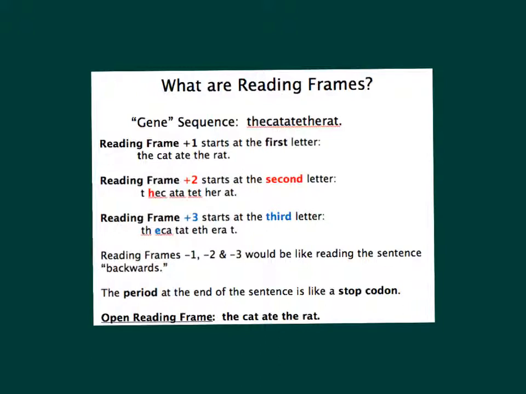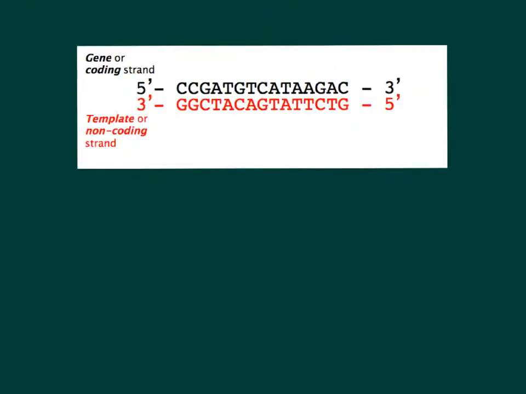So because we recognize this sentence, we know that the open reading frame here, which sometimes we call the ORF, is the cat ate the rat. So I want to take a look at this and see if I can help you guys see where our reading frames are here, where our potential reading frames are. I'll change my color to yellow. Here's my first potential reading frame right here.